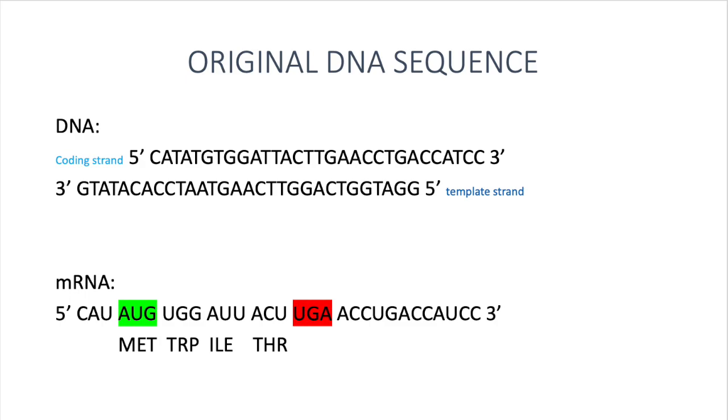We will begin with the given wild-type DNA sequence. The top strand that reads 5' to 3' is the coding strand, while the bottom strand, which reads 3' to 5', is referred to as the template strand. Following transcription of the DNA strand, you can see the resulting mRNA strand. As translation occurs on the mRNA strand, protein gets created. These proteins are methionine, the start codon, tryptophan, isoleucine, threonine, and the stop codon.